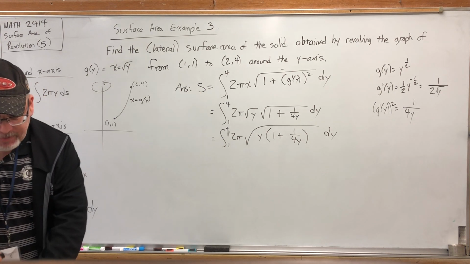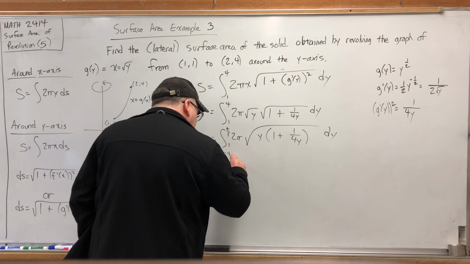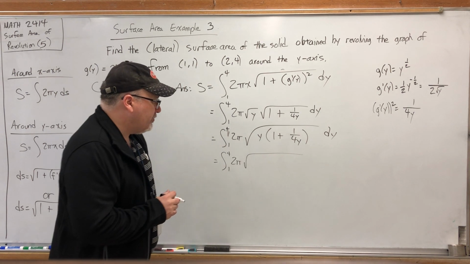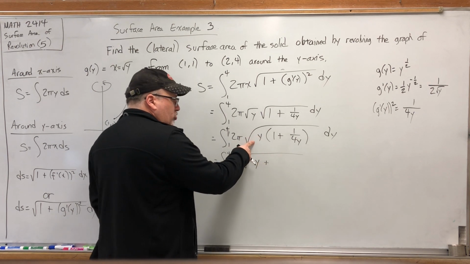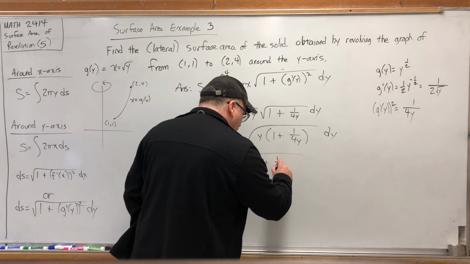And that invokes the distributive property. Integral from 1 to 4 of 2 pi square root of, if we distribute the y to the 1, we just get y. But if we distribute the y to the 1 over 4y, the y's would cancel, leaving y plus 1/4.